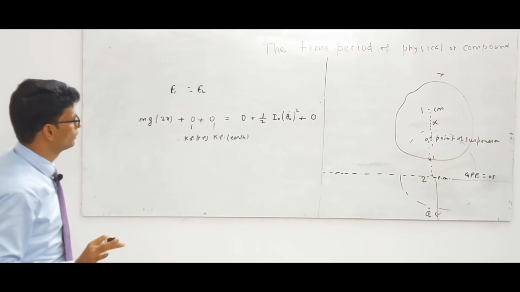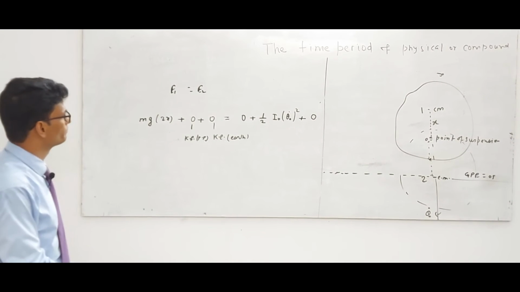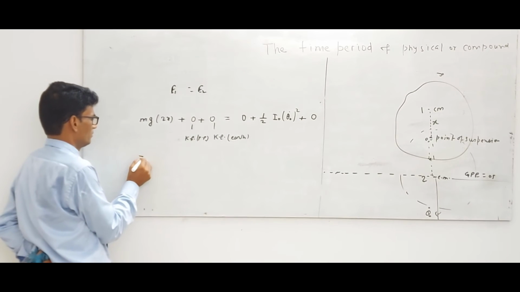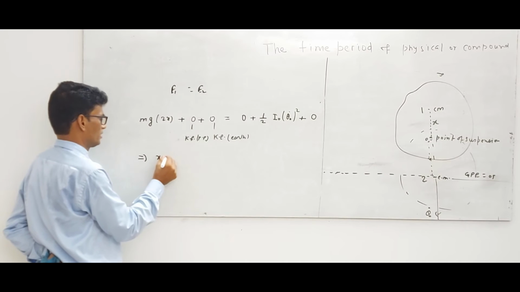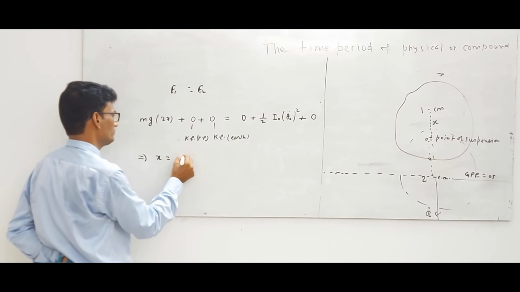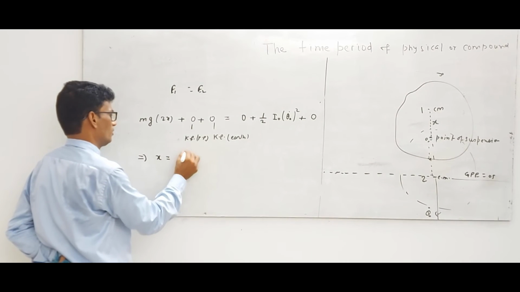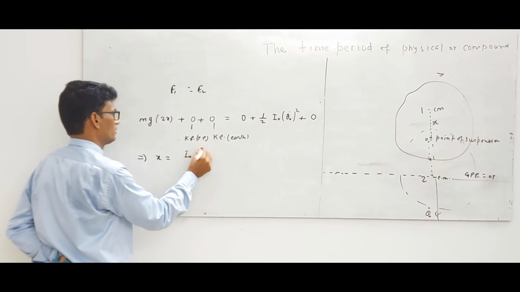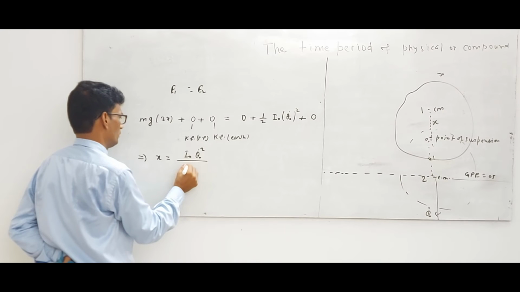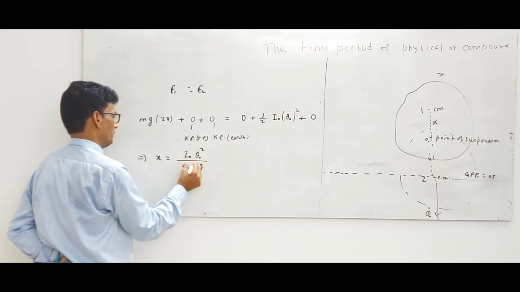So now we are in a comfortable zone. So we are able to find x from here. x comes out to be I naught theta naught dot square over 4 mg.